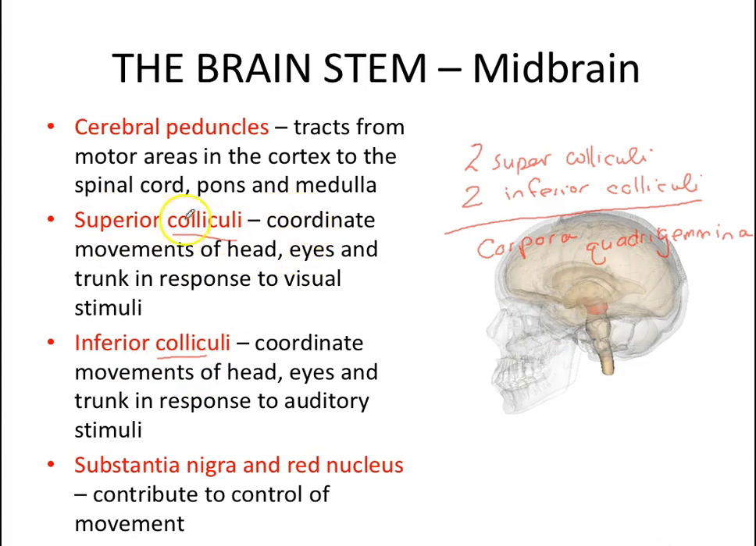So you can see this. The superior colliculus is going to coordinate movements of the head, eyes, and trunk. Same thing with the inferior colliculus. It's coordinating movements of the head, eyes, and trunk. The superior colliculus does it in response to visual stimuli.